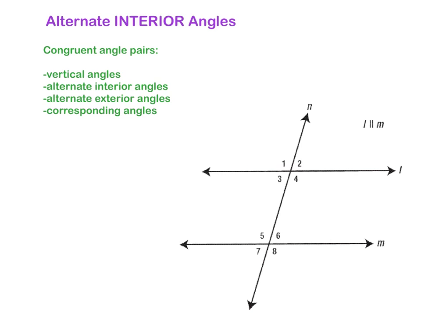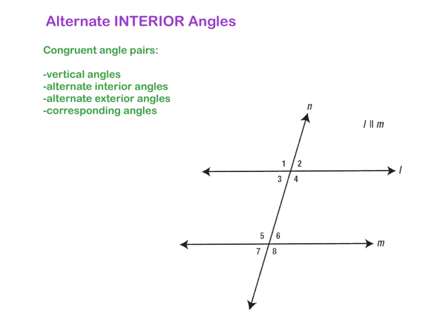Next, we're going to talk about alternate interior angles. So let's consider the words alternate and interior. The word alternate is going to refer to which sides of the transversal our angles are on. So in this diagram, the line that's labeled N is our transversal. And when we say alternate angles, we're talking about an angle from one side of the transversal and the other.